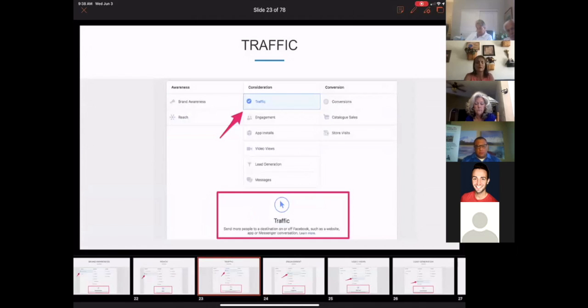So now we're just going down to consideration. So there's traffic, sending more people to a destination, such as a website or a messenger. So this we could talk about for HomeBot.